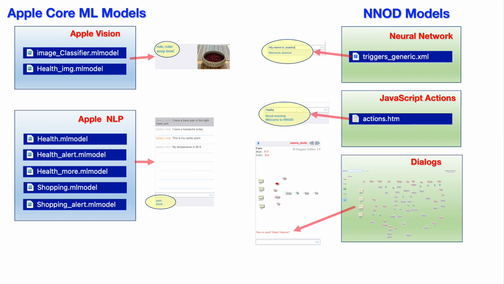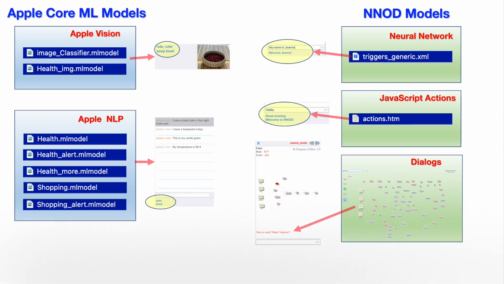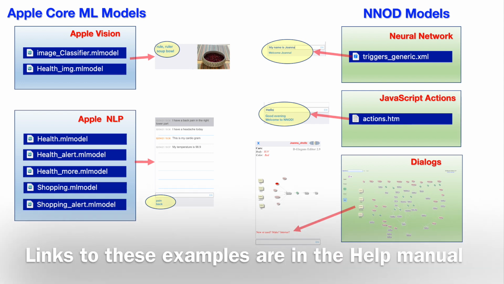There are 5 types of models currently supported by InterActor: image classification, natural language processing, neural triggers, actions, and dialogues. As an example, the application includes basic models for image recognition, classification of texts in the health and shopping categories, basic neural triggers for a personal profile, and several dialogues, illustrating parameterization.